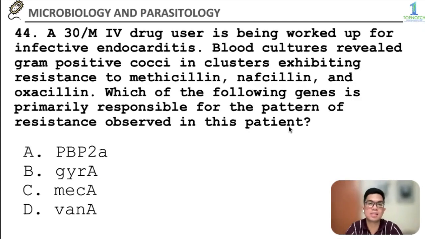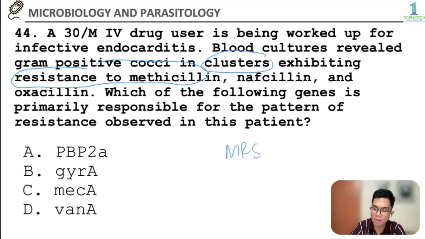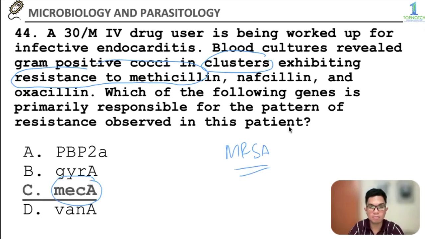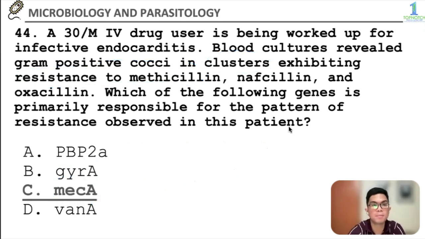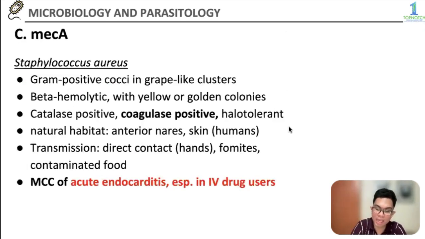Okay? Sige, next, 38-year-old male IV drug user with infective endocarditis, gram-positive in clusters naman. So that's Staphylococcus, di ba? And there's resistance to methicillin. So Staphylococcus na may methicillin resistance, you can think of MRSA. What gene is responsible for that? That's your mecA gene, okay? So the gene is your mecA, and then the protein that the gene encodes is your PBP2a protein. So wag i-confuse ha. Pag gene yung tanong, mecA. Pag protein, PBP2a. Okay?